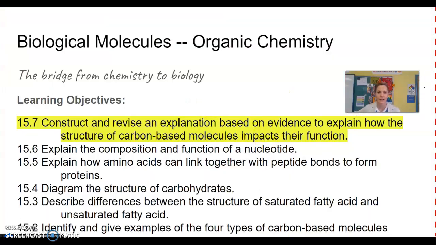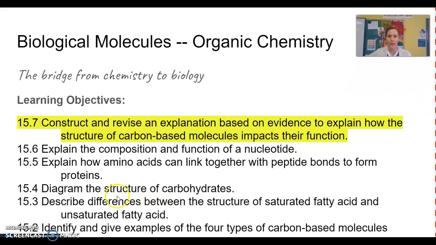Finally, this is our list of objectives we started with. So we looked at 15.3, 4, 5, and 6 specifically. 15.7, constructing and revising an explanation based on evidence to explain how the structure of carbon-based molecules impact their function. We're going to work on this next week. We're going to work on this in class and try to develop some information on these, okay?